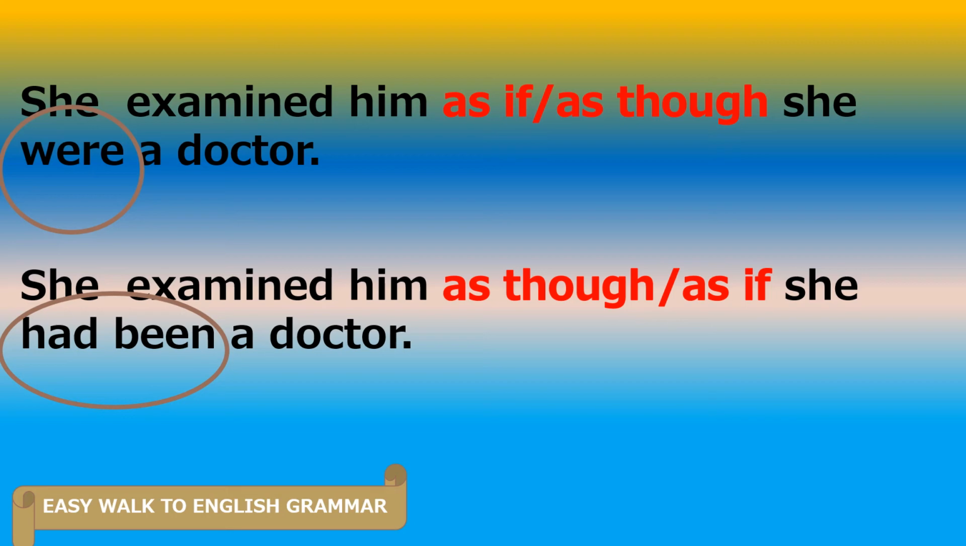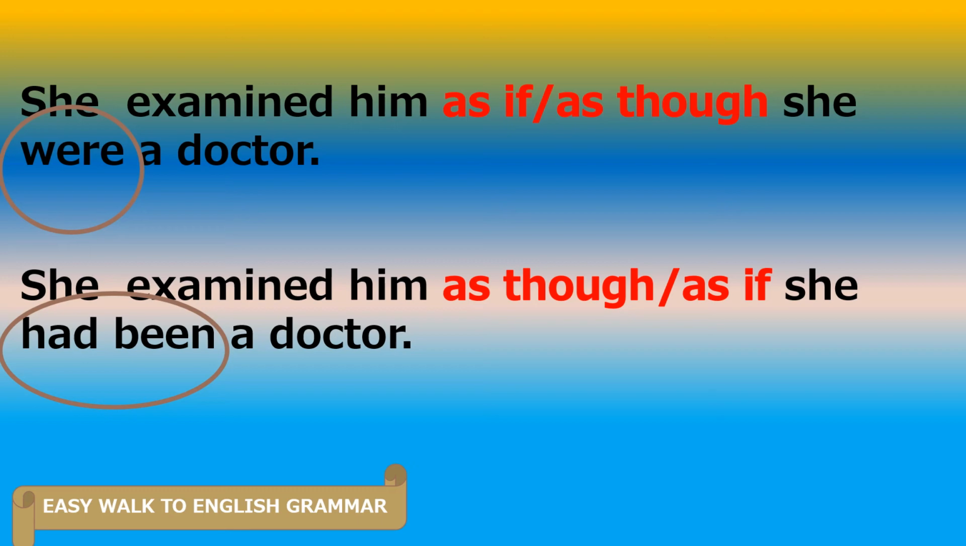So, my dear friends, I think this much explanation is enough. Let me repeat it for your sake. When we use were in the as if and as though section, we are not sure if the subject is pretending or not pretending, or if the subject is really the person whom we meant. But when we use had been, it's sure that the subject is pretending. She or he, whoever it may be, it's not real. They are not real. That's the difference between were and had been.